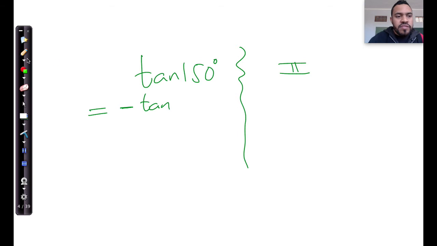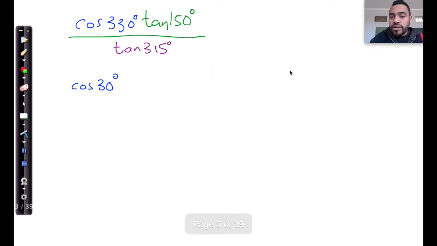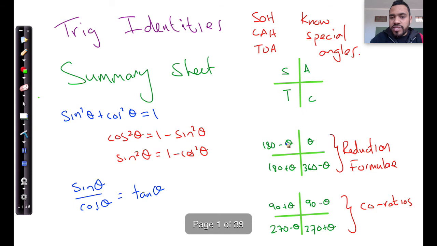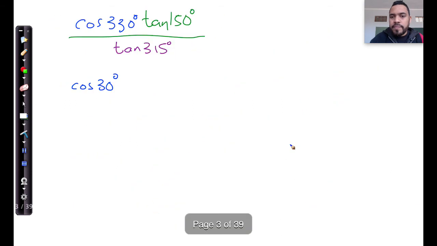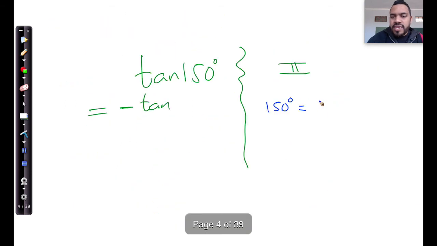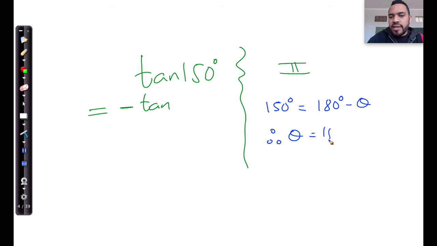And then the reduction formula to solve for what angle goes in there, we say that the given angle, which is 150 degrees, must be equal to the reduction formula for the second quadrant, which if you go to your summary sheet, you can see it's 180 minus theta. So I put in 180 minus theta. And then I solve for theta, and I say, therefore, theta must equal 180 minus 150, and that's going to give me 30 degrees. So your answer here is tan of 30 degrees.